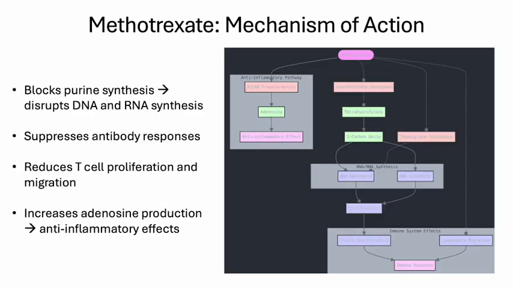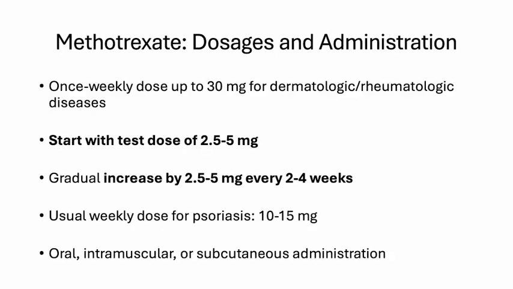So to put that a little differently, methotrexate blocks purine synthesis, which disrupts DNA and RNA synthesis. It also suppresses antibody responses, reduces T cell proliferation and migration, and as mentioned, increases adenosine production, which has anti-inflammatory effects of its own. When it comes to dosing methotrexate, it's typically administered as a once-weekly dose of up to 30 milligrams for dermatologic and rheumatologic diseases.